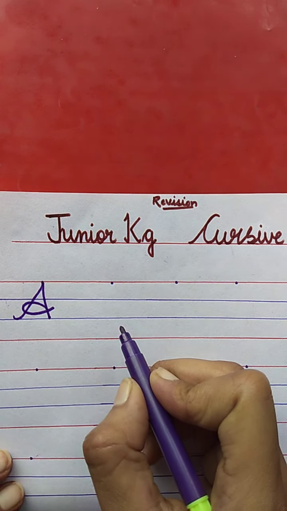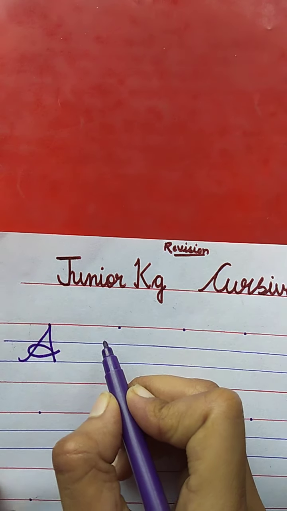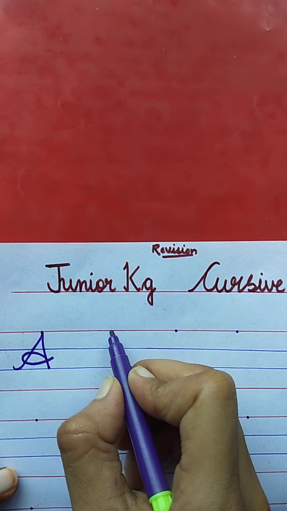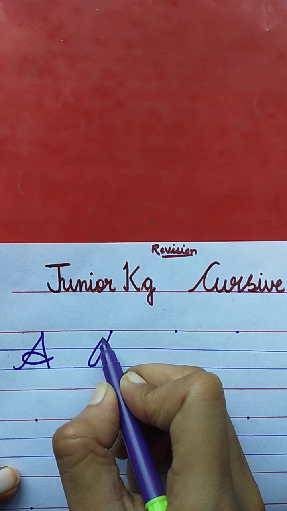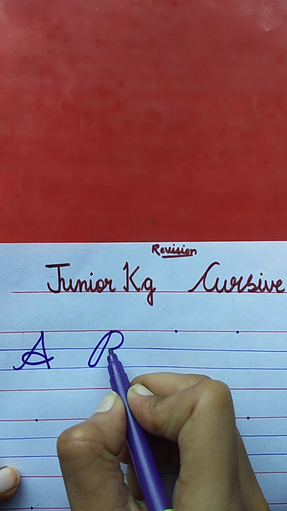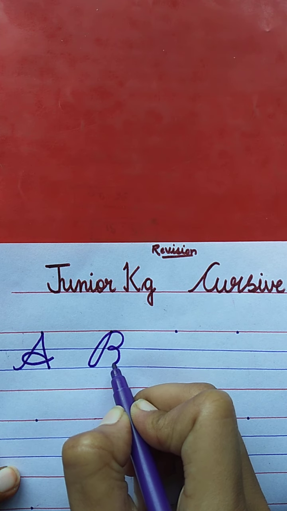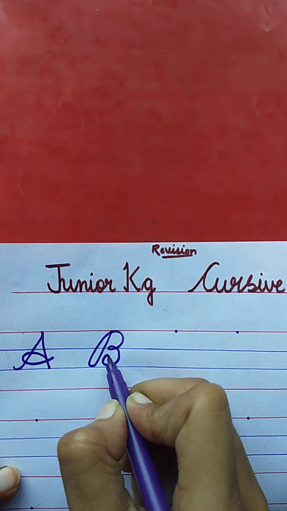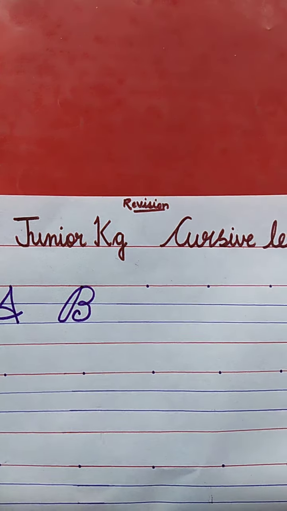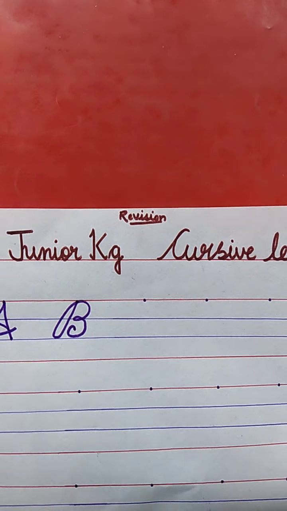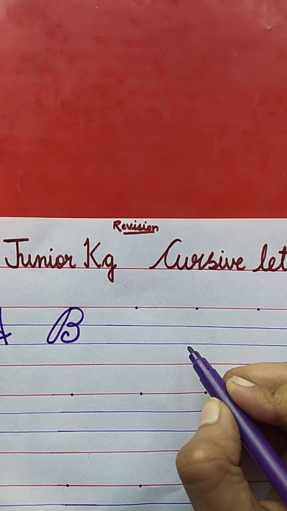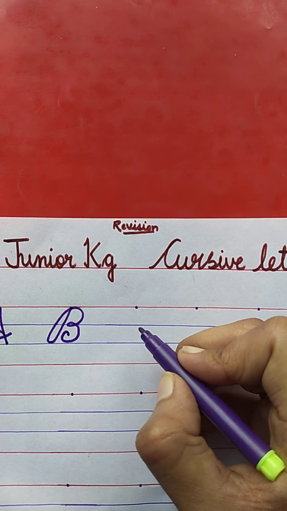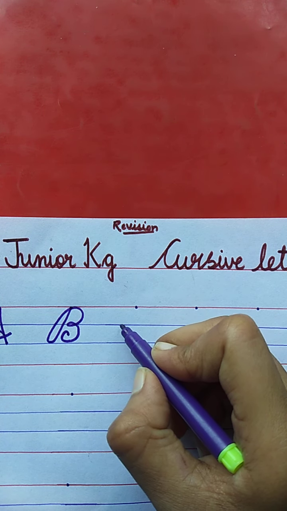Now tell me the next letter. B. B for ball. See here. Put your pencil on the red line. Draw a slanting line. Again a slanting line. Semicircle. A loop. One more semicircle and stop here. B for ball. Speak with me. The spelling of ball. B-A-L-L. Ball.